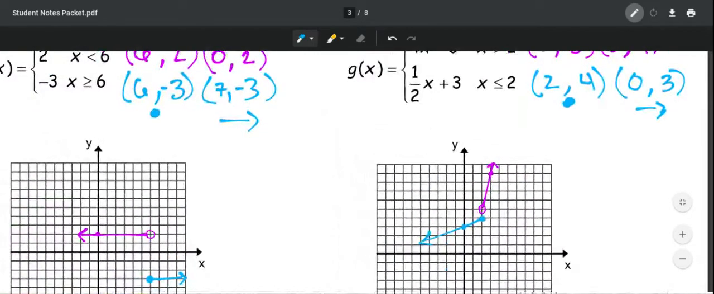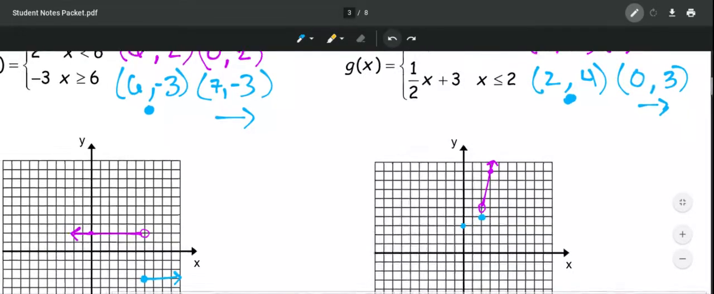Now, if you did it the opposite way, a lot of mistakes people make is that you go the wrong way. If I draw a vertical line, do you see how it crosses both of the graphs? And that means it's not a function. That means you did something wrong. Most likely you did the wrong direction. Okay?